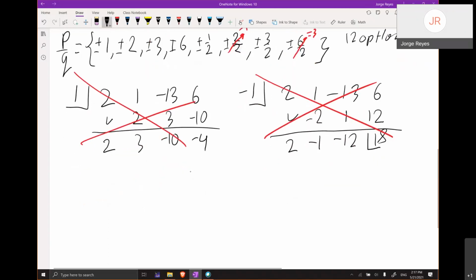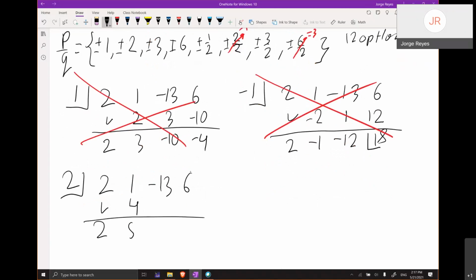So then I'm going to guess 2. 2, 1, negative 13, 6. Okay, so 2, 4, 5, 10, negative 3, negative 6, 0. Okay, so 2 works. All right.